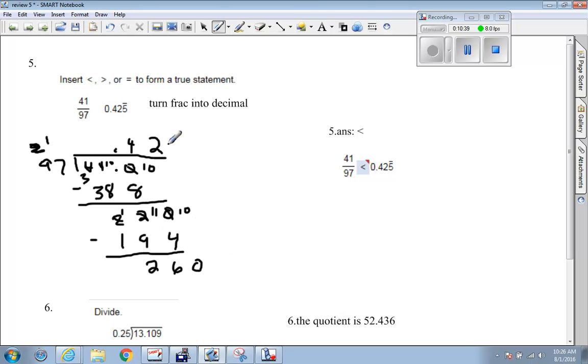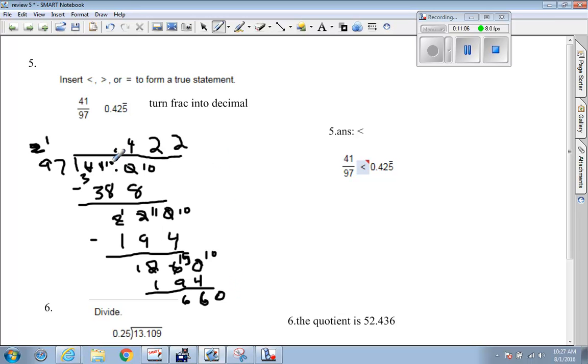97 into 260 then, we say maybe about 2 times again, because we know now that 2 times 97 is 194. Do some borrowing there. Oops, I meant 15. And that's going to be 6. Bring down a trailing 0, and so on and so forth.